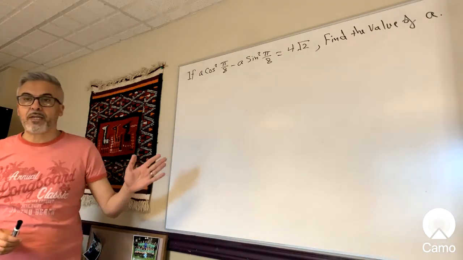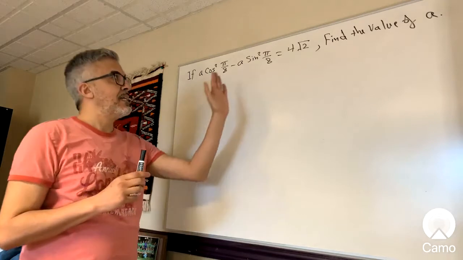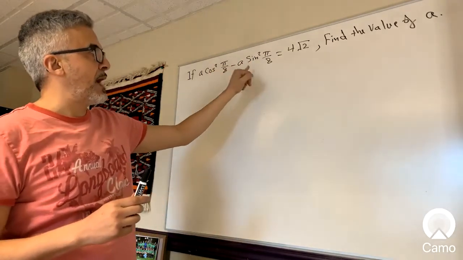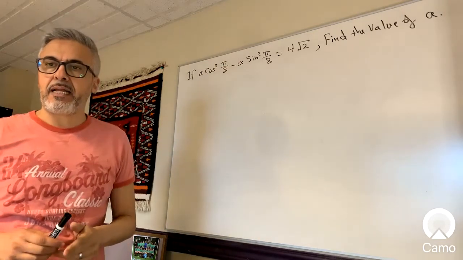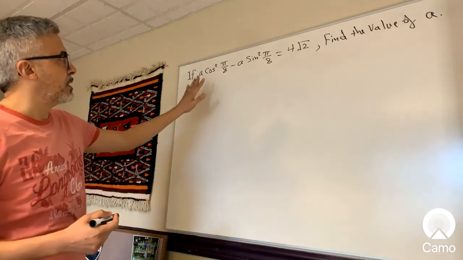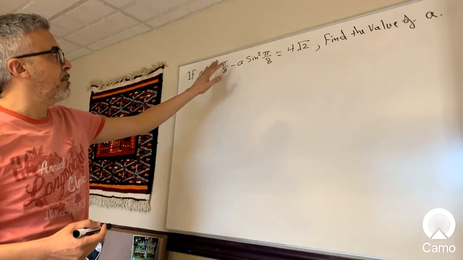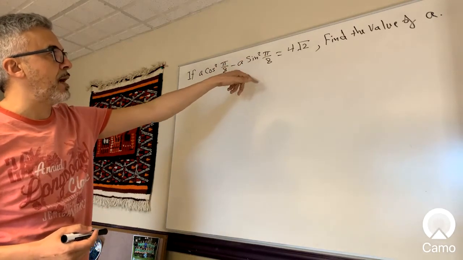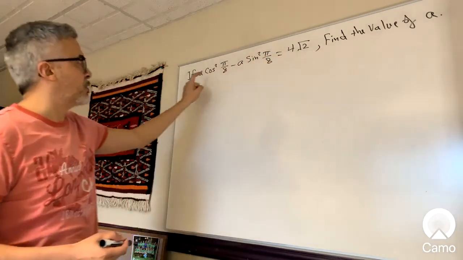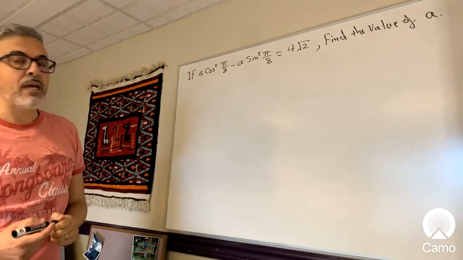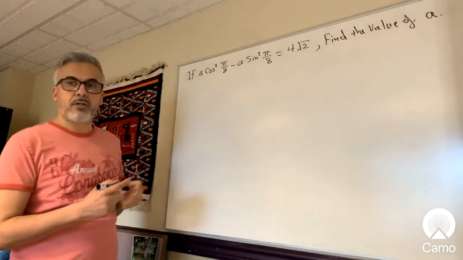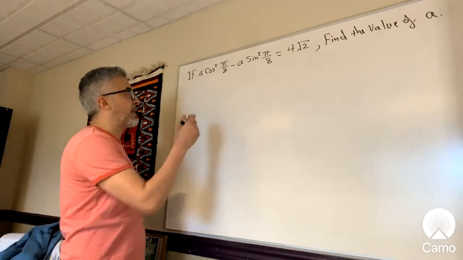So here's another question that has a double angle identity right here. This is cos squared minus sine squared, which is the double angle identity for cos. Now, you're given that a cos squared pi/8 minus a sine squared pi/8 equals 4√2. Find the value of a. So we're trying to solve for a. The first thing you need to do is take out a as the greatest common factor.